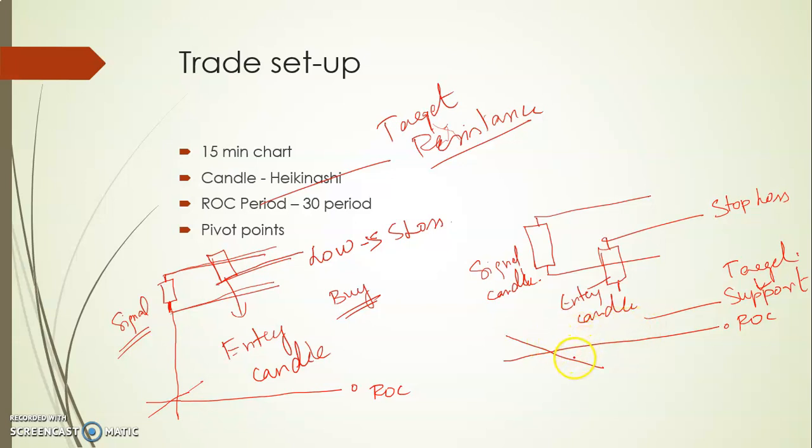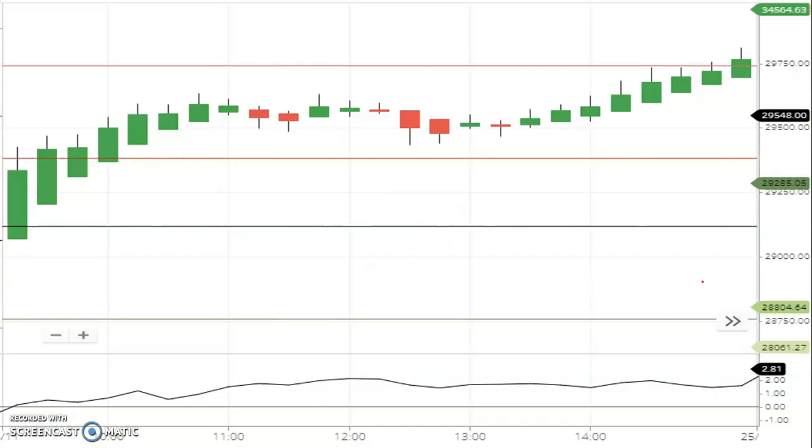Whenever the 30 period ROC crosses below zero, that respective candle is called the signal candle, and the candle which breaks the signal candle's low is called the entry candle. The entry candle's high should be the stop loss, and the nearest support is the target. We'll see this with examples.